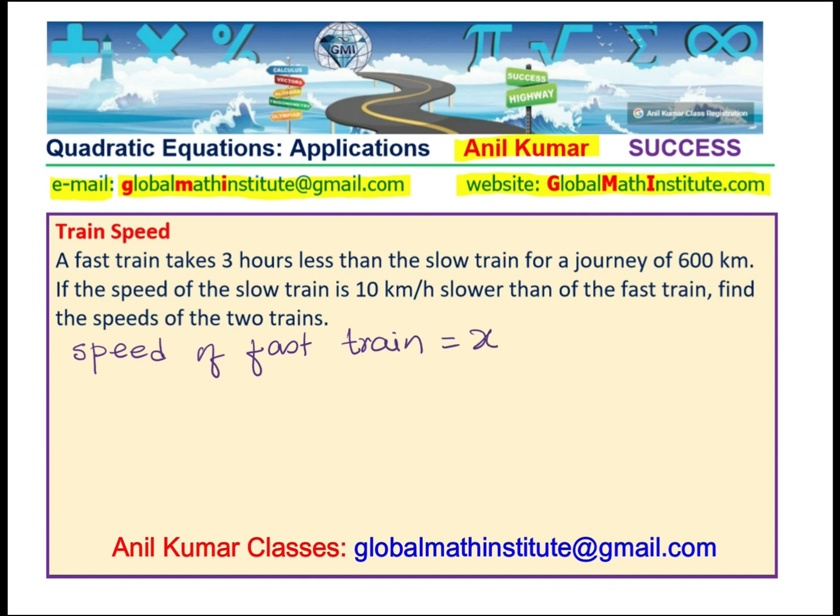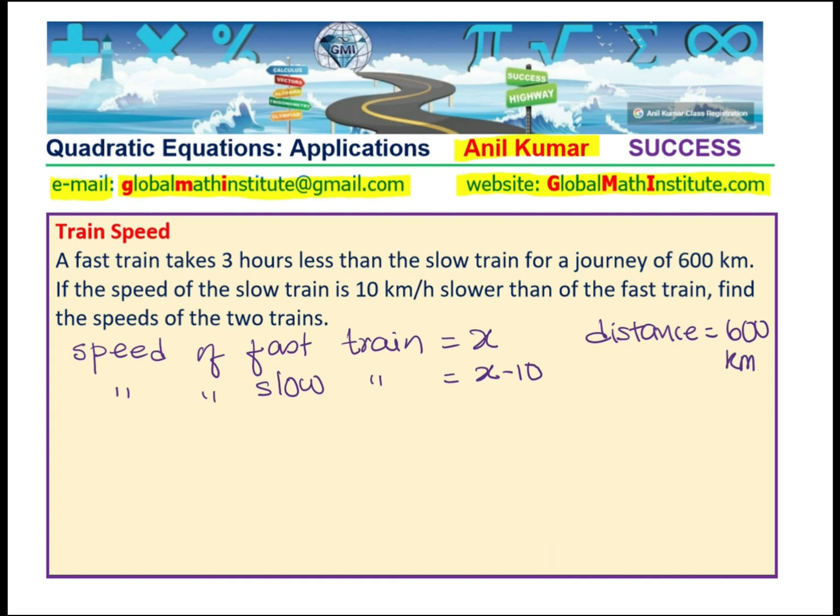be x. Then the speed of the slow train will be what? X minus 10, correct? And the distance we're talking about is what? So distance is 600 kilometers, right? Perfect. It says the fast train takes 3 hours less than the slow train.